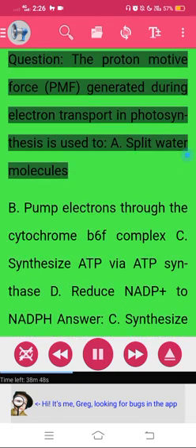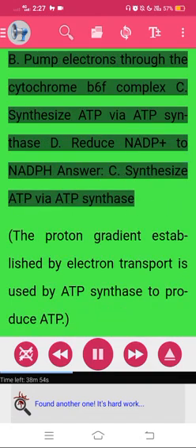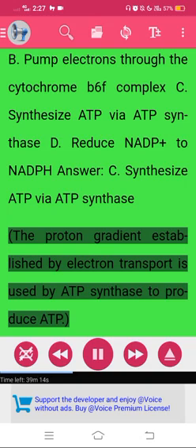CSIR NET June 2017. Question: The proton motive force (PMF) generated during electron transport in photosynthesis is used to: A, split water molecules; B, pump electrons through the cytochrome b6f complex; C, synthesize ATP via ATP synthase; D, reduce NADP+ to NADPH. Answer: C, synthesize ATP via ATP synthase. The proton gradient established by electron transport is used by ATP synthase to produce ATP.